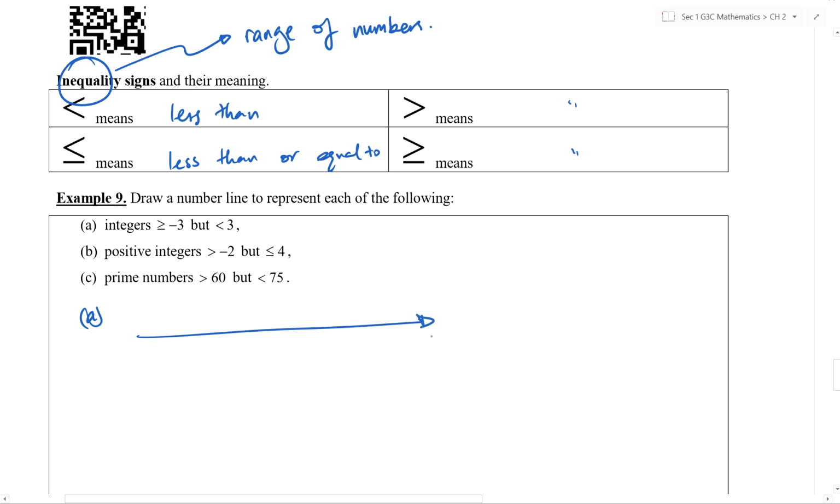So similarly, we draw a number line. But now my smaller value is -3, larger value is 3. Based on part A, I want numbers such as -2, -1, 0, 1, and 2 as well.